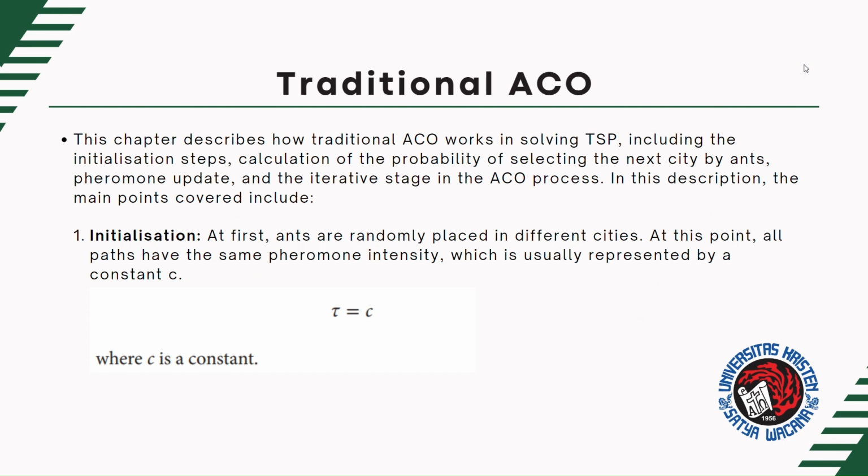Overall, this chapter will describe how a traditional ACO works in solving TSP, including the initialization step, calculation of the probability, pheromone update, and the iterative stage in the ACO process. But to make it easier, we have summarized it in a few points for you. So for the first point, we have initialization. Okay, at first, ants are randomly placed in different cities. So all paths have the same pheromone intensity, which is usually represented by a constant.